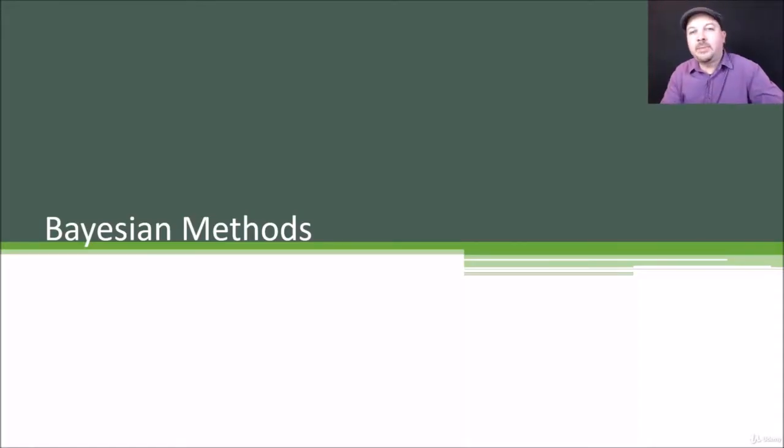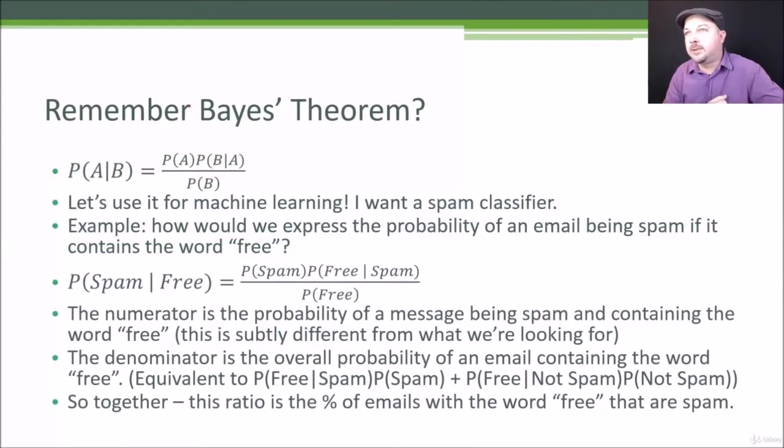Let's discuss Bayesian methods. We talked about Bayes' theorem earlier in the course in the context of how things like drug tests could be very misleading in their results, but you can actually apply the same Bayes' theorem to larger problems like spam classifiers. So let's dive into how that might work, and that's called a Bayesian method.